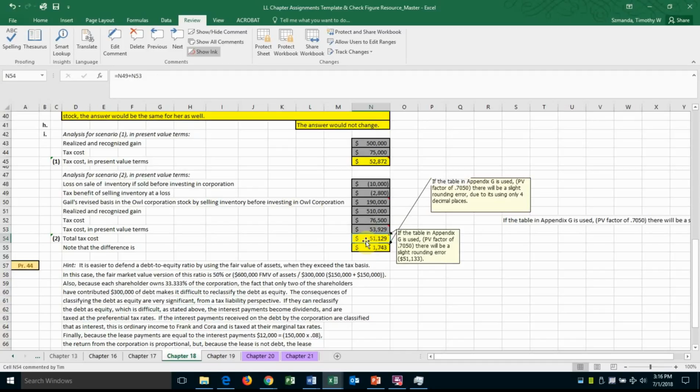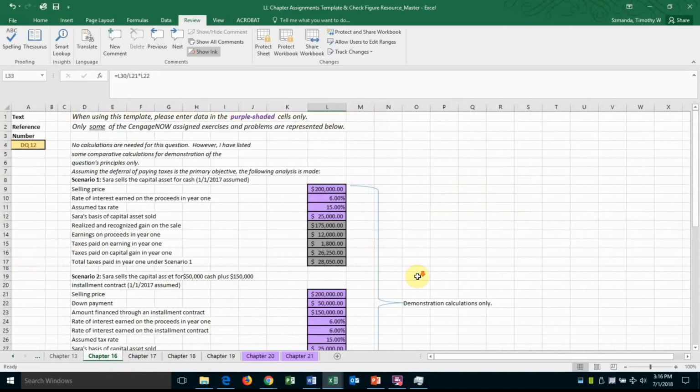Now if we look at the total tax cost, we're going to take the savings from selling the inventory before contributing it, and net that against her tax cost of $53,929. So by first selling the inventory, taking the benefit of $2,800, and netting it against the present value of the future tax cost, she will come out ahead by selling inventory first by $1,743.